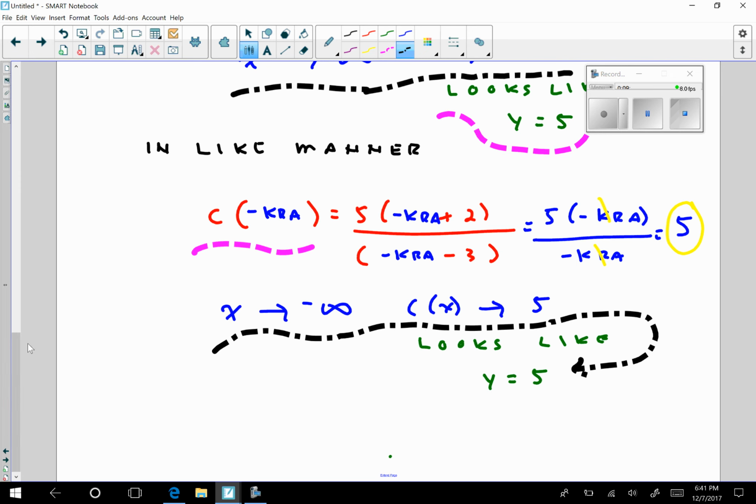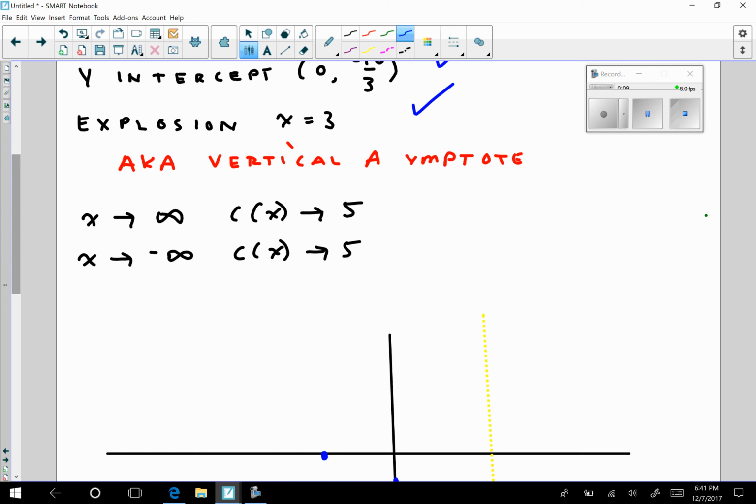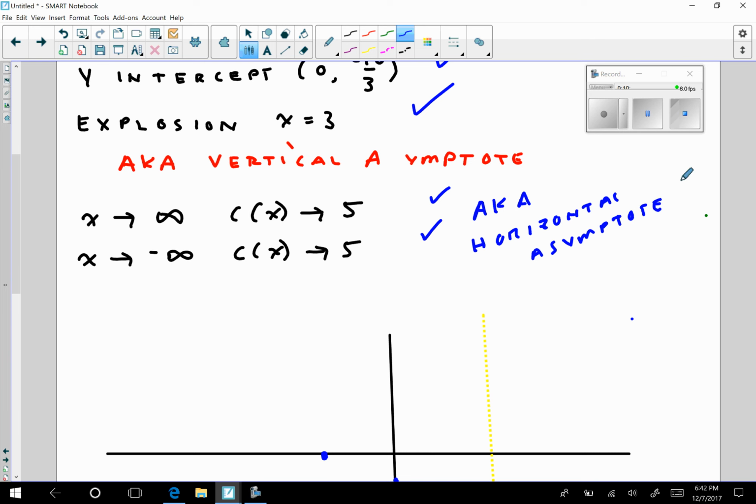Let's go now to the next slide and put it all together, shall we? Let's. So I know the domain, to review. I know the x-intercept. I know the y-intercept. I know the explosion. Now, ladies and gentlemen, boys and girls, I have the end behavior, aka horizontal asymptotes. For right now, don't worry about this. Just worry about what this means.